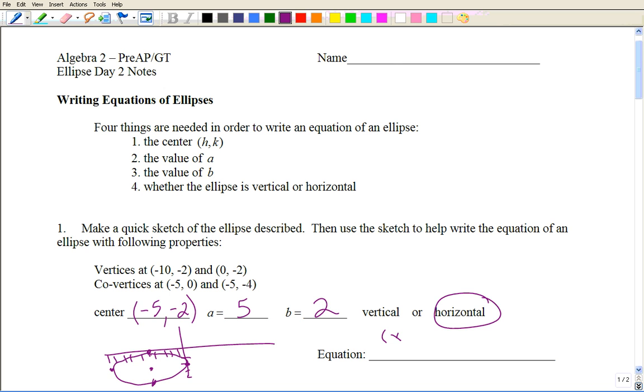So let me just write up the skeleton of it here. It's always equal to 1. The center is at -5, -2, so the opposite signs: I'll have x plus 5 and y plus 2. Because it's horizontal, the a squared term will go first. So 5 squared is 25, and b squared is 4. And there's our equation for number 1. Let's look at another.